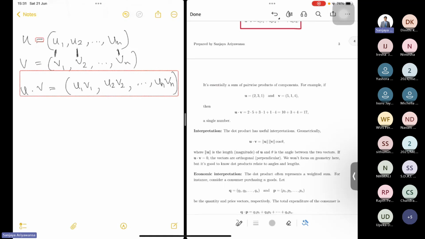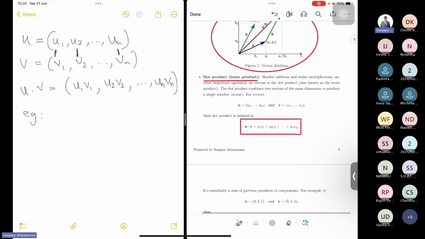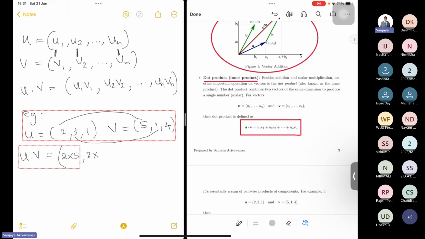Now, I've taken an example here. I think that's also important, it's easier then. If you look at this particular example that I've given, we are going to take u as 2, 3, 1, and we're going to take v, the other vector, as 5, 1, 4. Then what do we do here? We are supposed to calculate the dot product u dot v, which is: the first product is 2 times 5, the second product is 3 times 1, and the final product is 1 times 4.